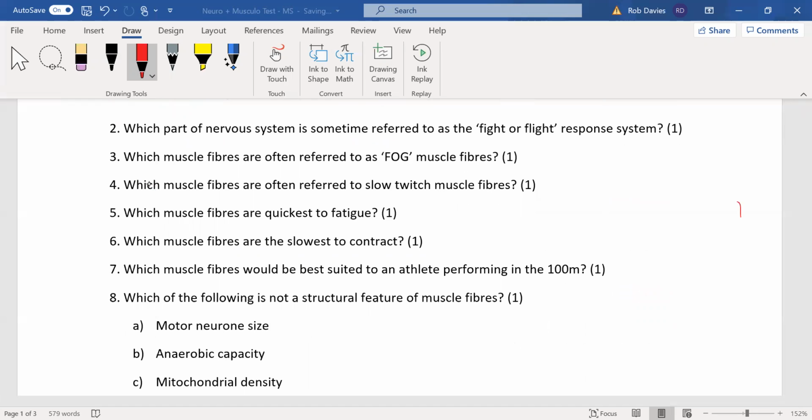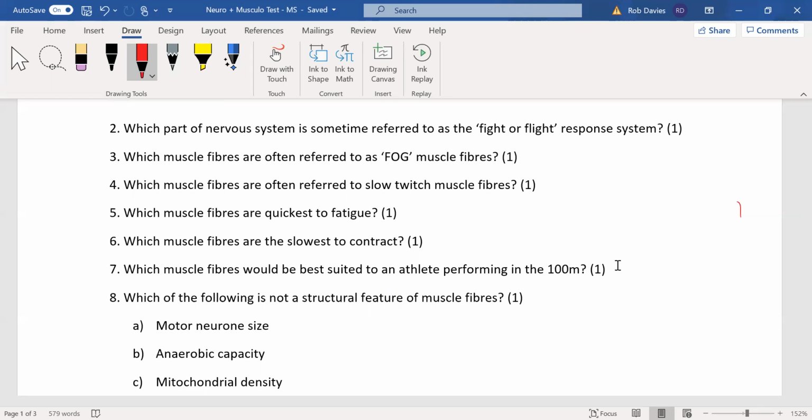Number 3, which muscle fibers are often referred to as FOG muscle fibers? The answer to that one is type 2A. Full name is fast oxidative glycolytic, hence the name FOG. Number 4, which muscle fibers are often referred to as slow twitch muscle fibers? And that is type 1 muscle fibers, which are slow oxidative. Number 5, which muscle fibers are quickest to fatigue? And that is type 2X, fast glycolytic.